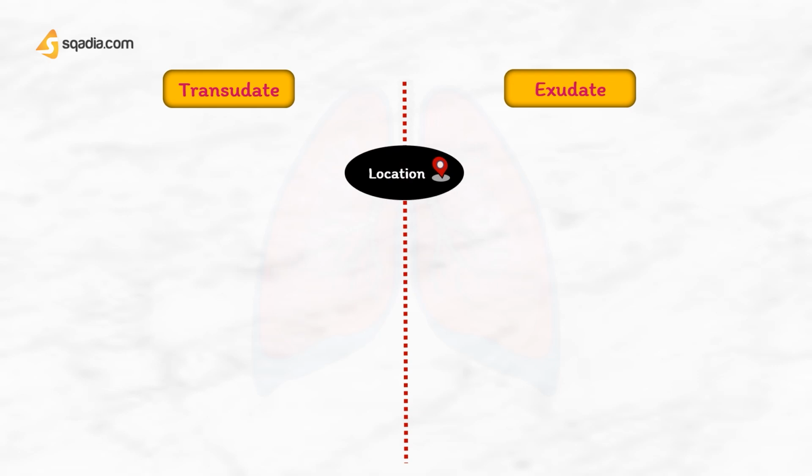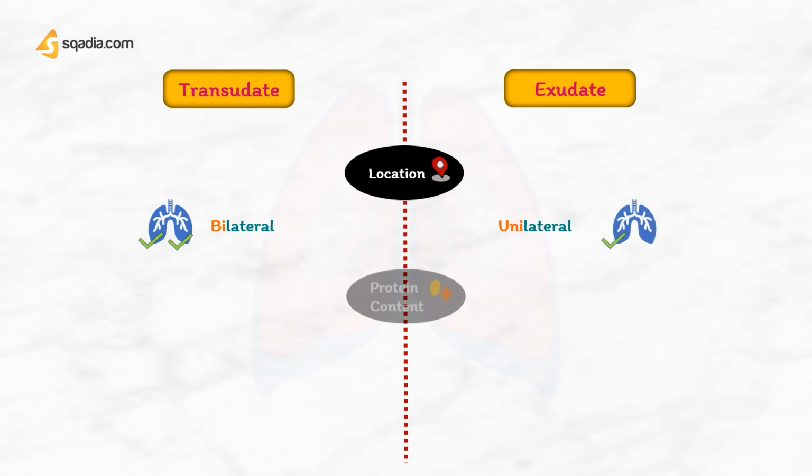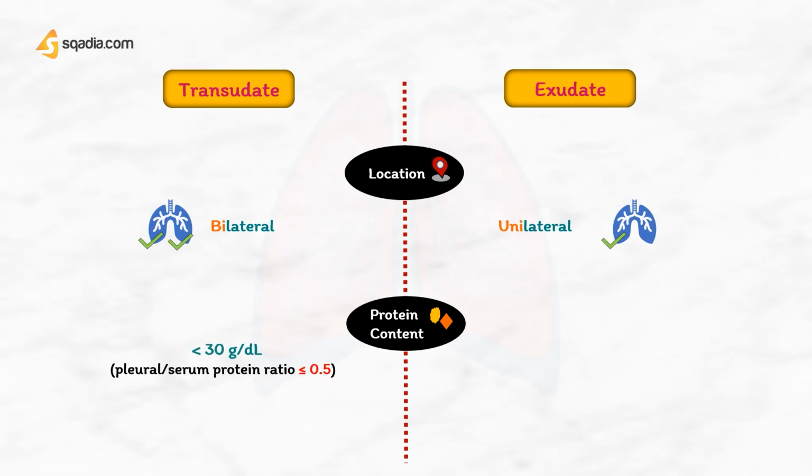First of all, transudative effusions are bilateral, which means present in both lungs, while exudative effusions are unilateral, which means in any one lung. If we talk about protein content, then transudates have protein content less than 30 gram per deciliter. And in terms of pleural fluid to serum protein ratio, value is less than or equal to 0.5. In case of exudates, protein content is greater than 30 grams per deciliter, and pleural fluid to serum ratio is more than 0.5.